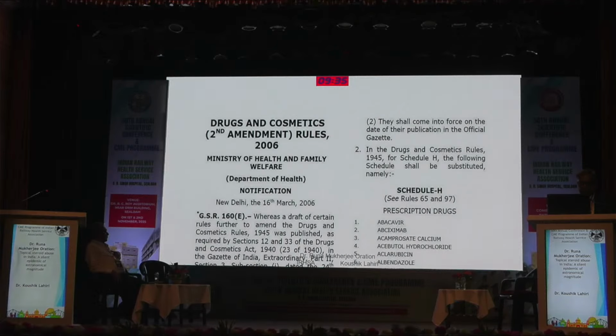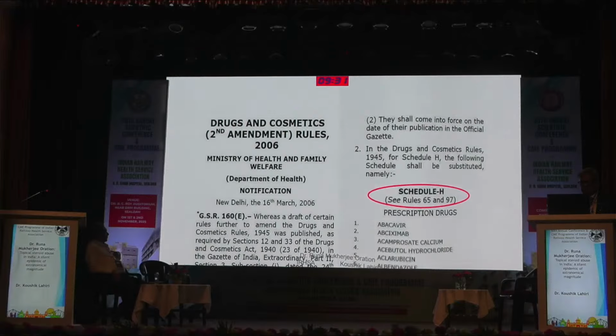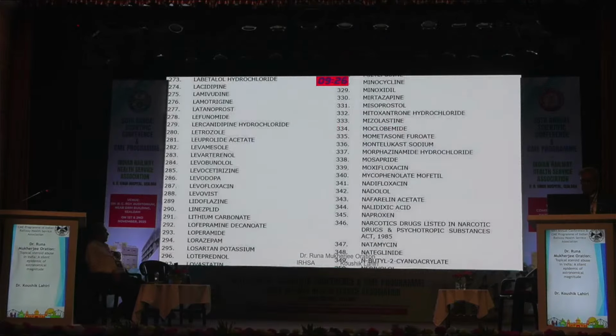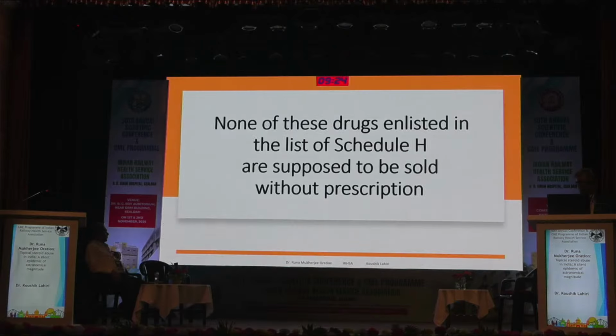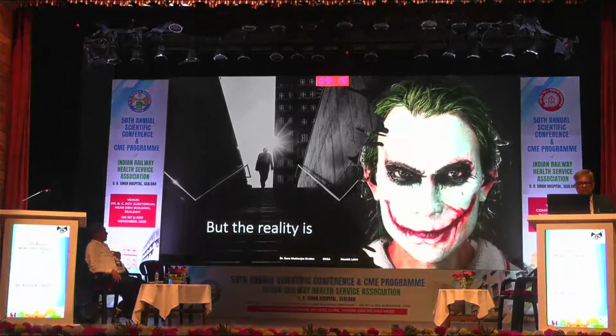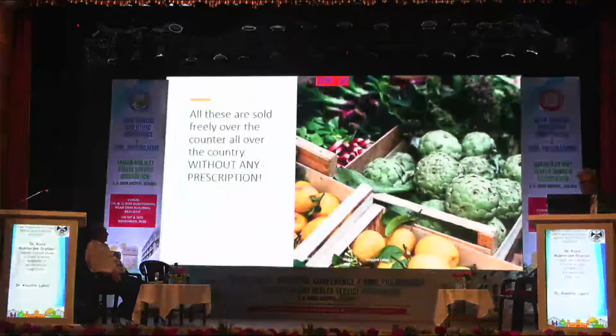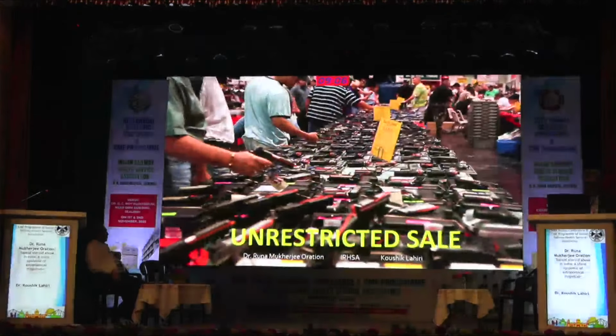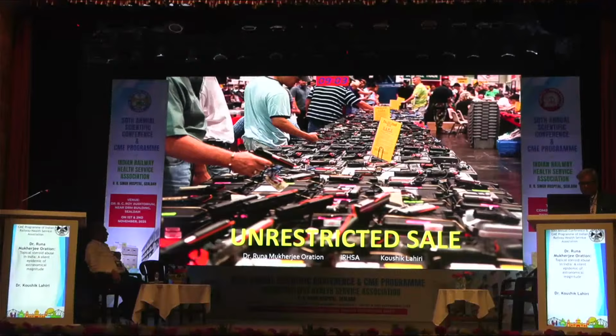Now, this is the Drug and Cosmetic Rules 2006. Look at this. The list of Schedule H: clobetasol, fluticasone, mometasone, we use every day. None of these drugs enlisted in Schedule H are supposed to be sold without prescription. But what happens in the real world? This is the reality. These are sold freely all over the country without any prescription. This is somewhere in Latin America.